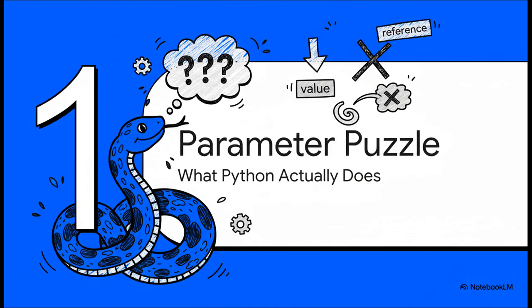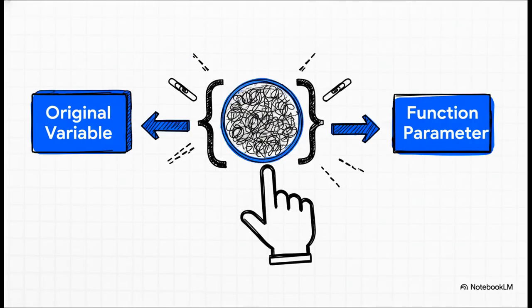So, if it's not passed by value and it's not passed by reference, what on earth is it called? Well, Python actually has its own special name for this whole process. It's officially called call by object reference. And the key idea here is that when you call a function, you're not passing the data itself, and you're not passing a raw memory address. What you're really passing is a reference, a pointer basically, to the object that holds the data. That distinction is super important. It's the key to this whole thing.